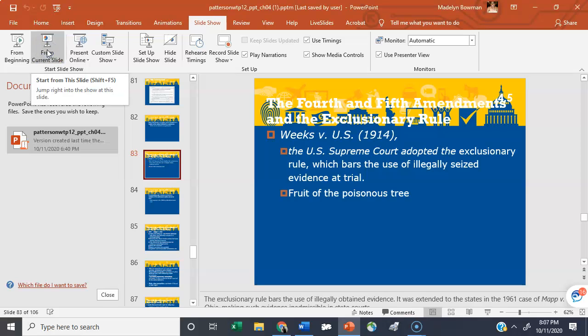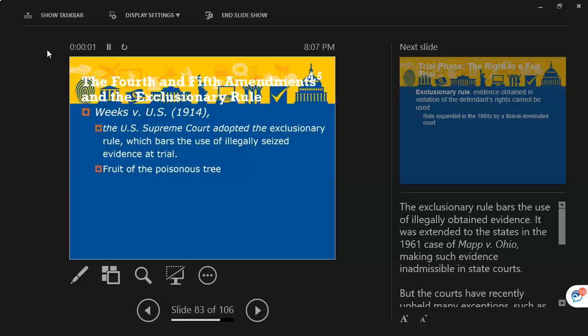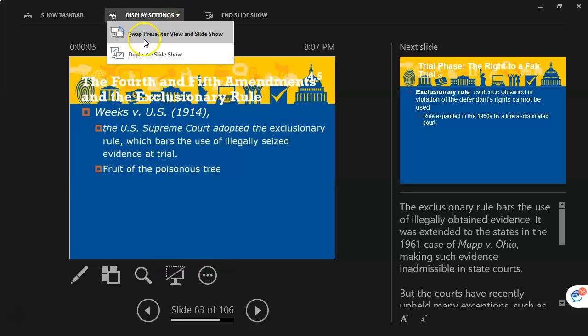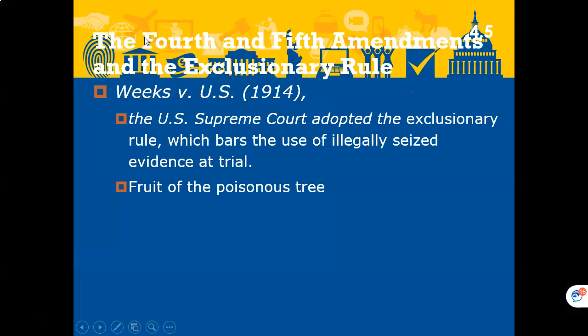Let's talk about the exclusionary rule. Now, this is a common law concept, so this is not in the statutory law. This wasn't passed by Congress. This came from the courts. And we first saw the exclusionary rule in 1914.